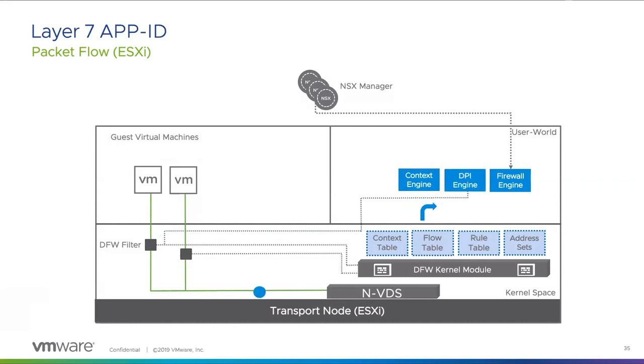The DPI engine works out the app ID info and updates the context table. A maximum of 10 packets for the flow are punted to the DPI engine to support determining app ID. That's how we achieve our line rate performance. The VDPI can determine app ID, usually based on the first packet.